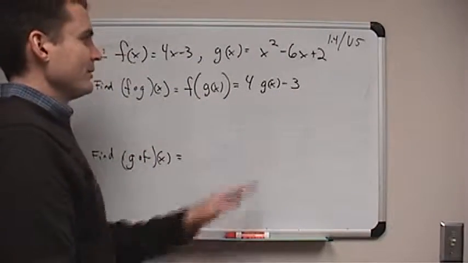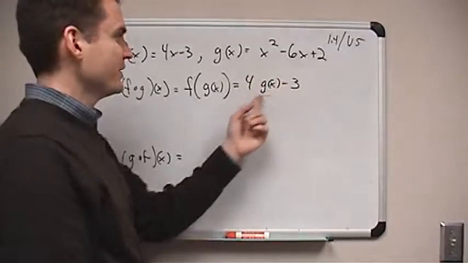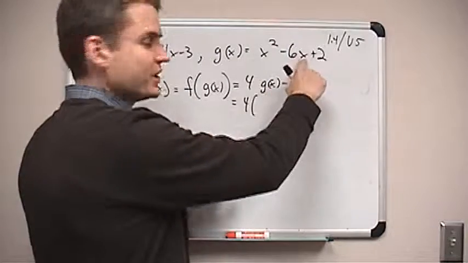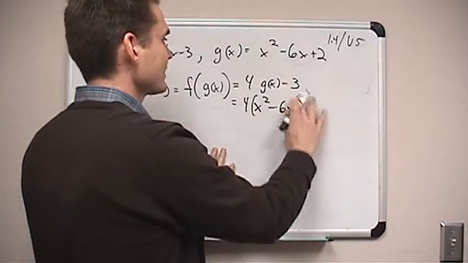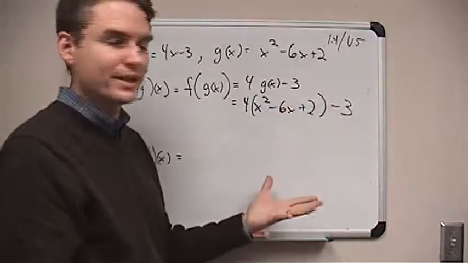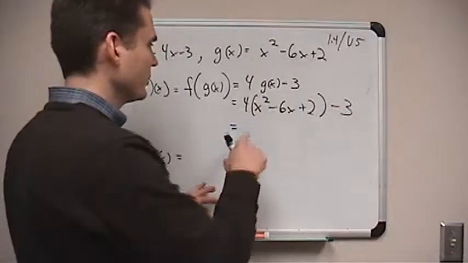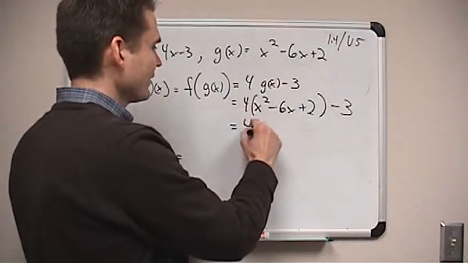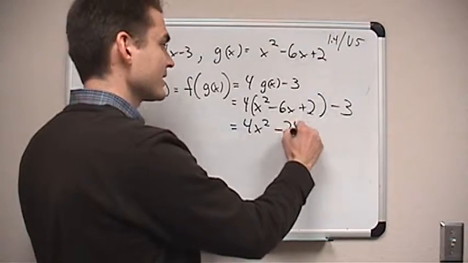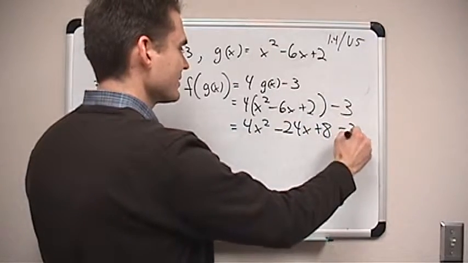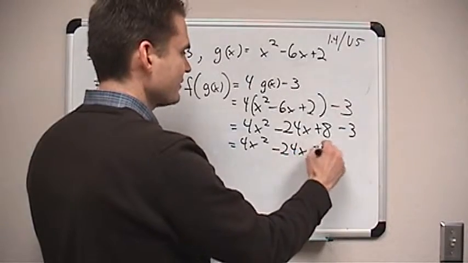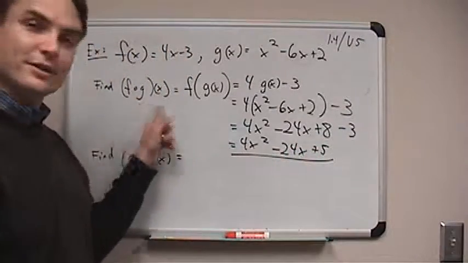Now, of course, this isn't the final answer. We have a formula for g of x, so we can simplify this further. This is going to be 4 times, well, what is g of x? It's x squared minus 6x plus 2. So all I've done is replace the g of x with what it is. Now I can simplify a little bit more. I can multiply the 4 inside. I'll get 4x squared minus 24x plus 8 minus 3. So that's 4x squared minus 24x plus 5. So that's f composed with g.